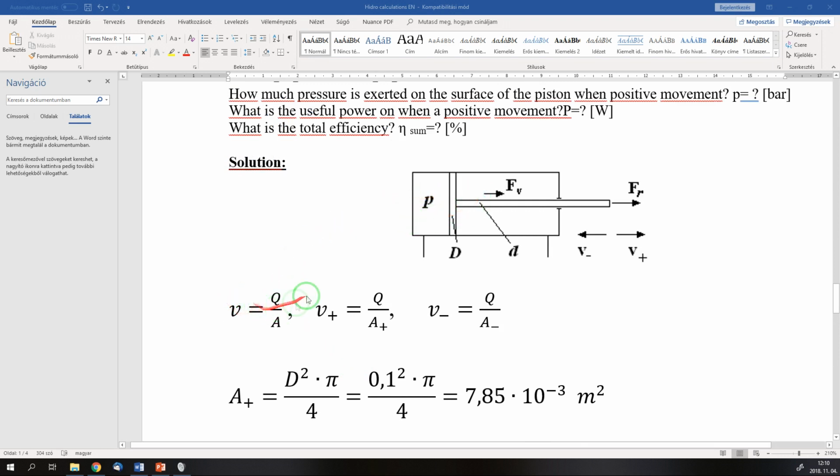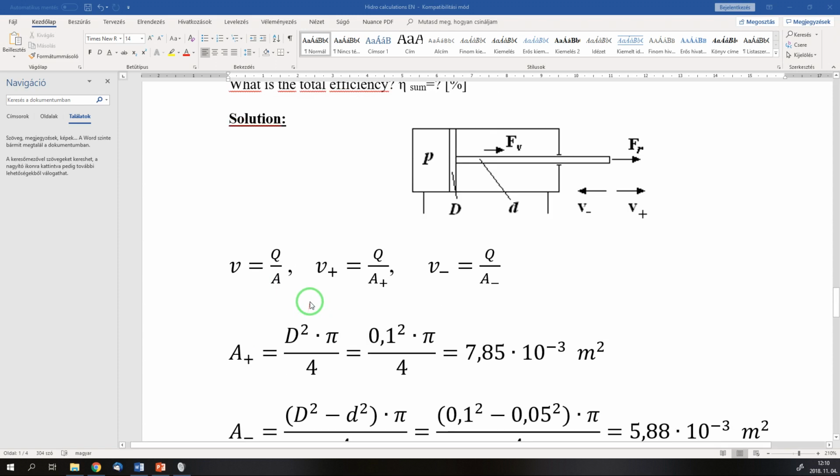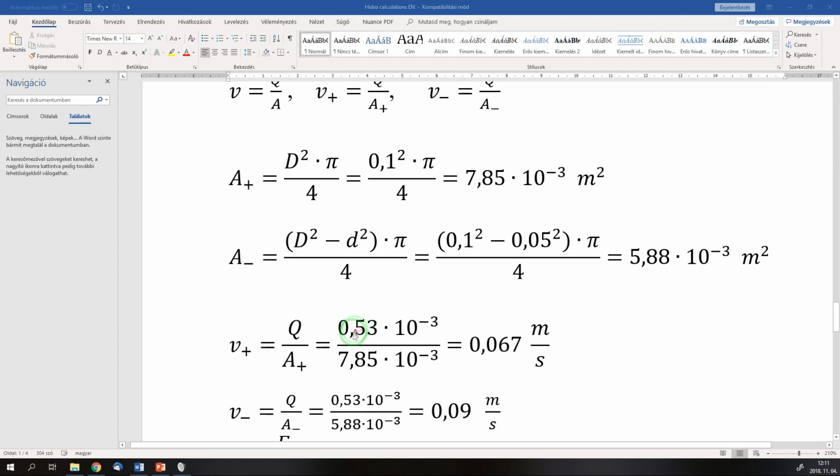We can calculate the speed of the piston with this little equation here, which we covered before in pneumatics and in hydraulics as well. So we have to calculate the surfaces, the positive chamber's surface and the negative chamber's surface, because we will have to calculate the speed in the positive and negative direction, and we have to use the positive and negative chamber surface for that. Okay, it's very simple. You can stop the video if you want to see.